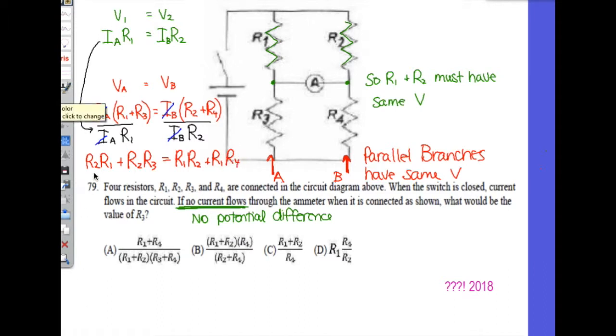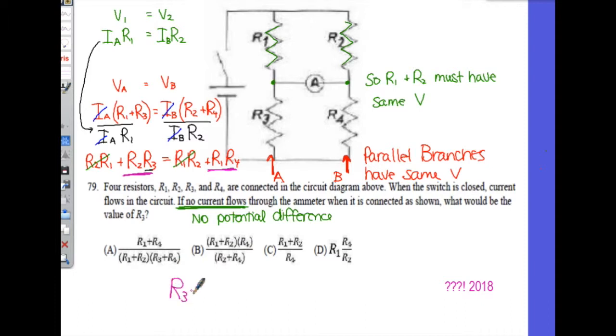And now if you look here, R2 R1 is the same as R1 R2, commutative property of multiplication. Doesn't matter what order I write them in. So I'm going to subtract that from both sides. And now I just need to rearrange and solve this for R3. I'm just going to divide both sides by R2.